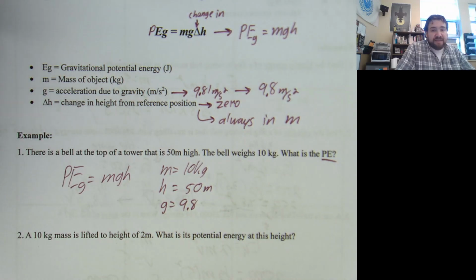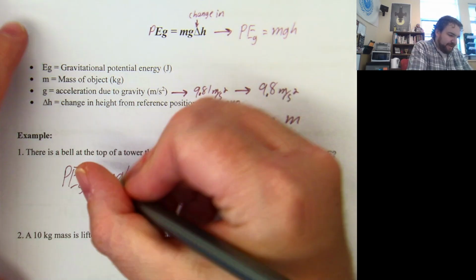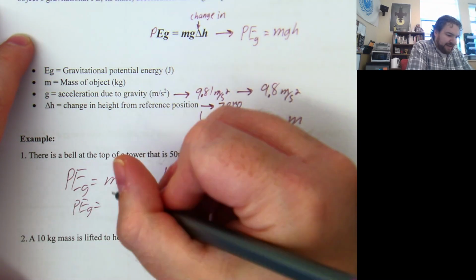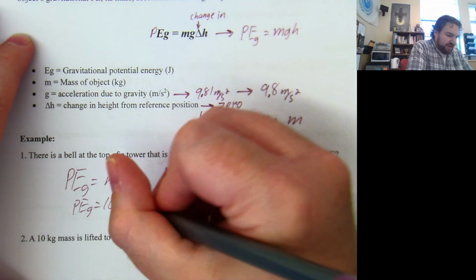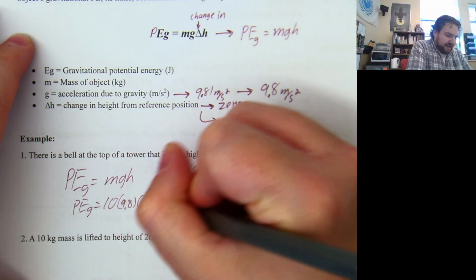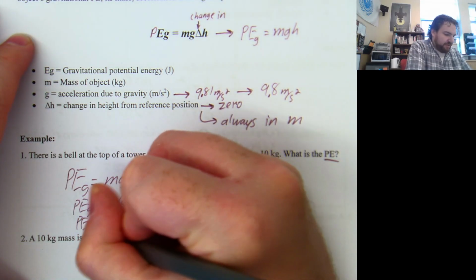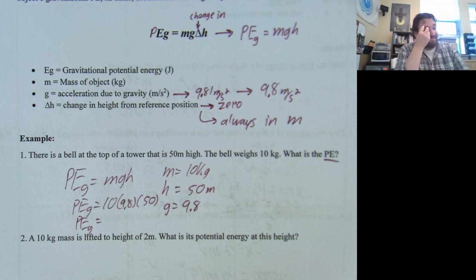So let's plug it in. And this is nice and easy. It's a plug and solve. Potential energy, gravitational, is going to equal the mass, 10 times G, 9.8 times the height, 50. And you're going to find that the potential energy of this object is what?